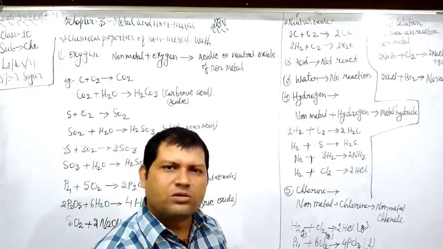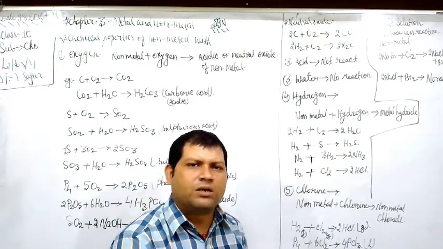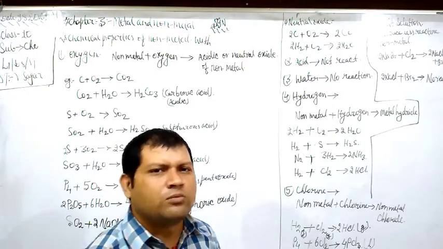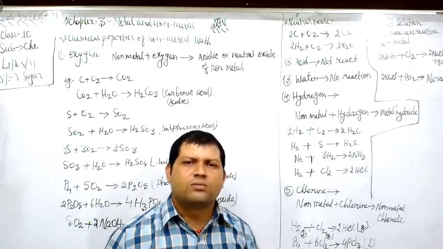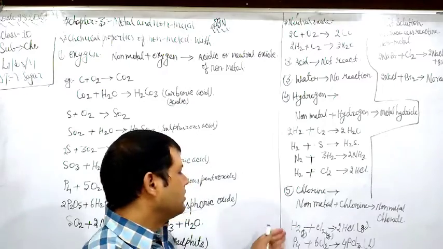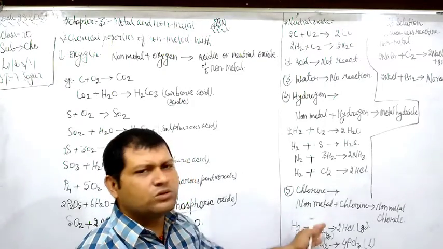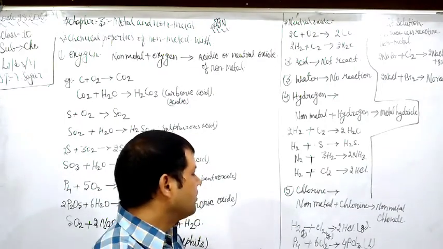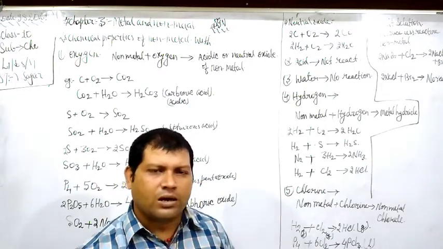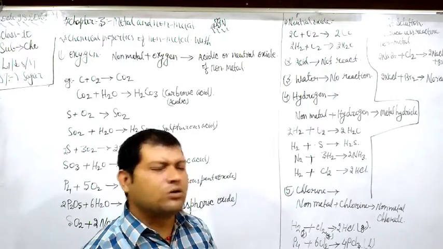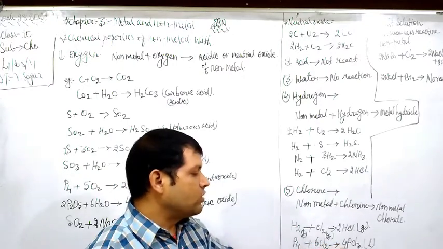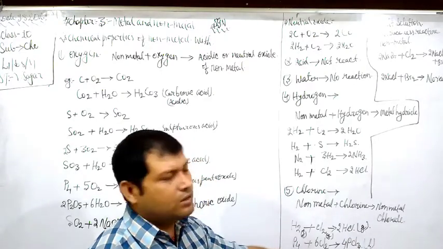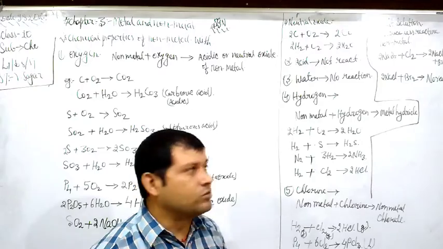Now I am going to discuss about the reactions of nonmetals with chlorine. When nonmetals react with chlorine, then the formation of chloride of the nonmetal takes place. For example, hydrogen reacts with chlorine, then the formation of hydrochloric acid takes place. When phosphorus reacts with chlorine, then the formation of phosphorus trichloride takes place. It is a liquid compound.